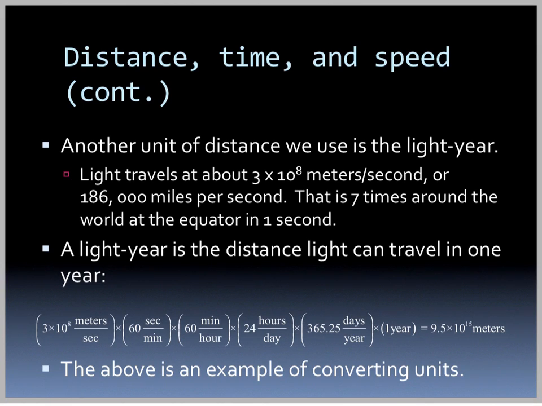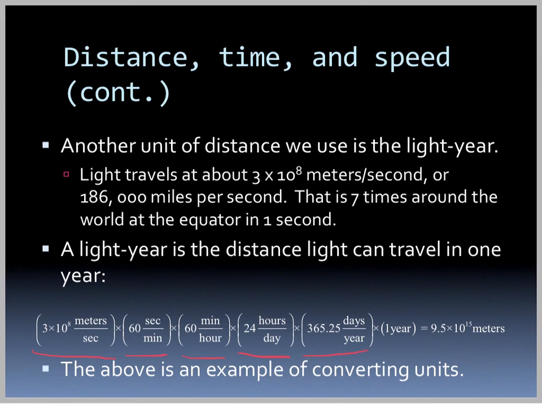We can figure out how that is. We take 3 times 10 to the 8th meters per second. We say, well, there's 60 seconds in a minute. There's 60 minutes in 1 hour. There's 24 hours in 1 day. There's 365.25 days in 1 year.